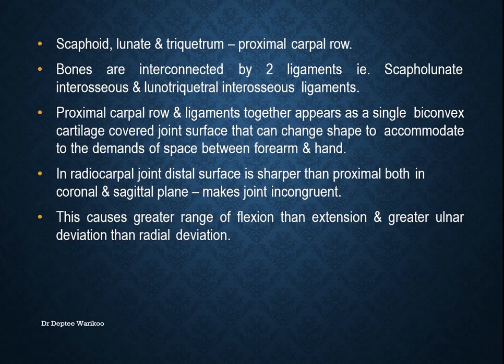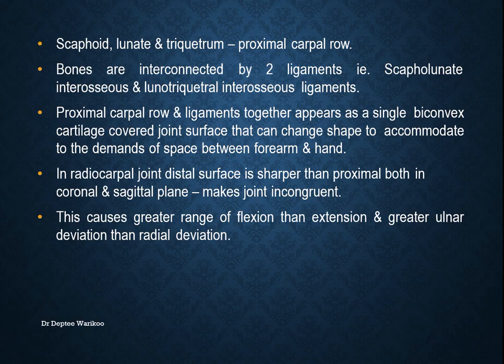The proximal carpal row and ligaments together appear as a single biconvex cartilage-covered joint surface that can change shape to accommodate the demands of the space between forearm and hand. It depends on the position your hand is currently in. The pisiform, anatomically part of the proximal row, does not participate in the radiocarpal articulation. It is a very important fact which you need to know.